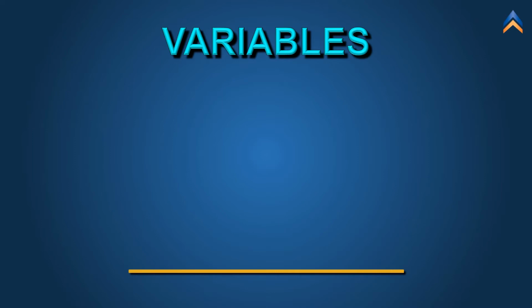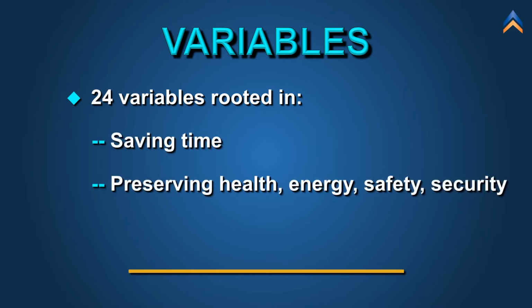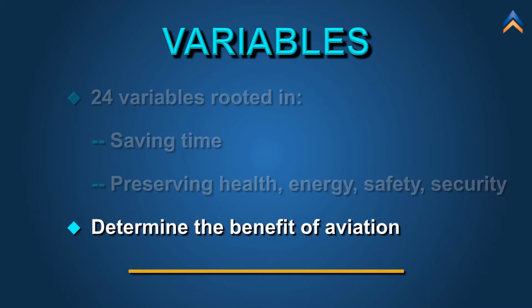The SMI tool is comprised of 24 variables. Although it might not be obvious, all 24 are rooted in saving time or in preserving health, energy, safety, or security. The variables were identified in the AER findings and are factors known to determine the benefit of aviation.